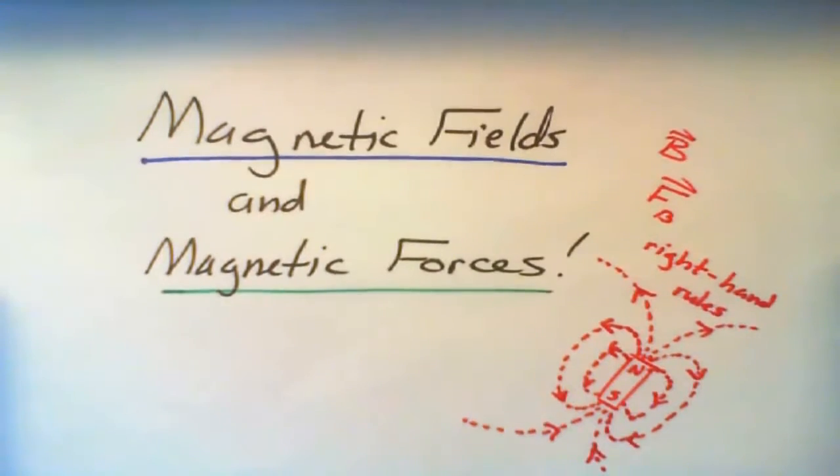Magnetic fields and magnetic forces. So we're going to start this by thinking about a bar magnet. A bar magnet is just a regular old piece of metal that is magnetized. You've probably encountered them before in your life. There are things that stick to refrigerators and things like that.